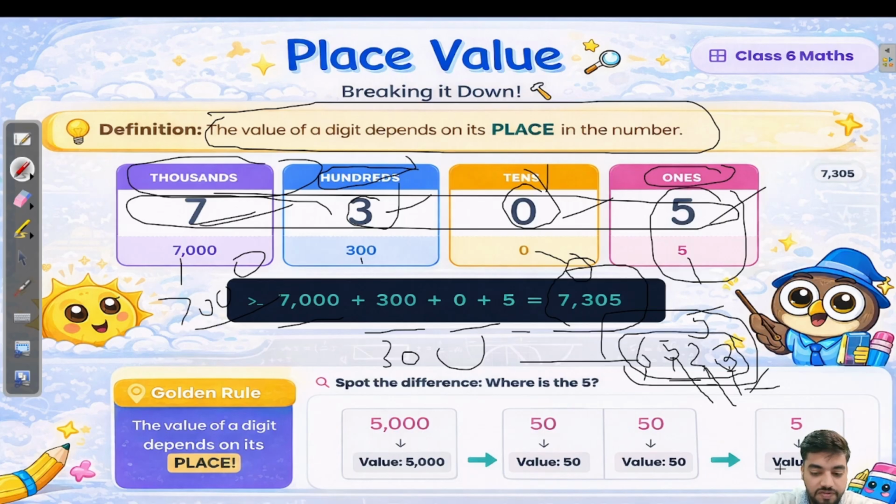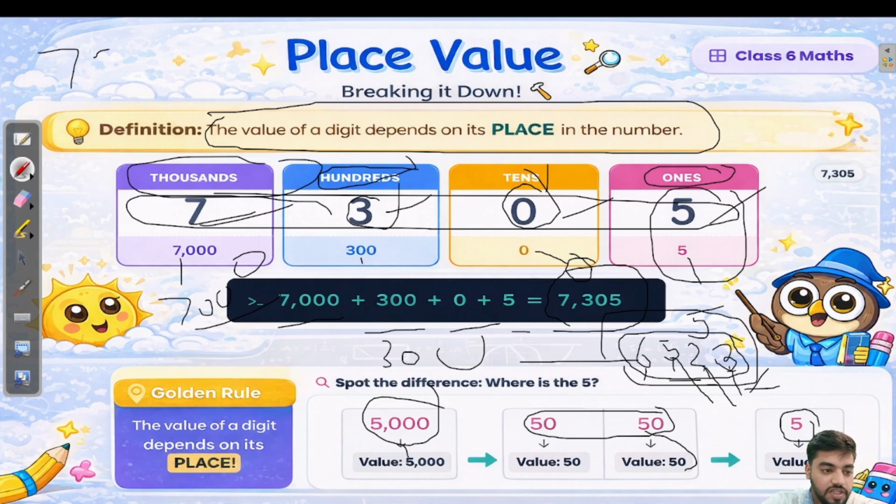You can spot the difference here. If 5 is at the unit place, we get the value of 5. If 5 is at the tens place, we get the value of 50. If 5 is at the thousands place, we get the value of 5000. Now I have a question for you: tell me the place value of each digit of 7, 2, 3, 4.